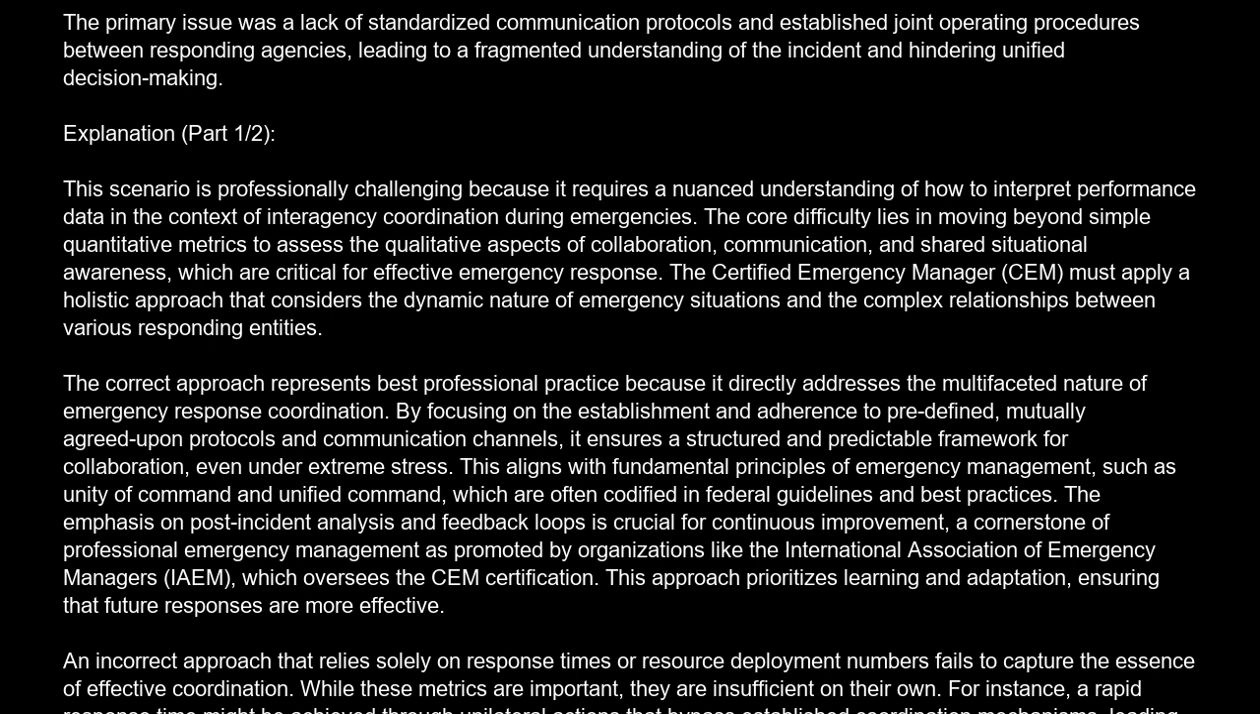The emphasis on post-incident analysis and feedback loops is crucial for continuous improvement, a cornerstone of professional emergency management as promoted by organizations like the International Association of Emergency Managers (IAEM), which oversees the CEM certification. This approach prioritizes learning and adaptation, ensuring that future responses are more effective. An incorrect approach that relies solely on response times or resource deployment numbers fails to capture the essence of effective coordination.